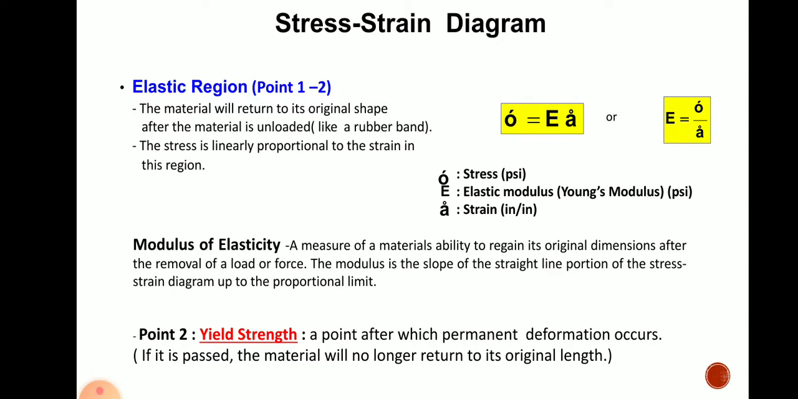Now what exactly is modulus of elasticity? It is a measure of a material's ability to regain its original dimension after the removal of load or force. If that material regains its original position immediately, then it has a higher modulus of elasticity, that is, E is more, sigma upon epsilon. So stress upon strain is more for that material. The modulus is the slope of the straight line portion of the stress strain diagram up to the proportional limit.